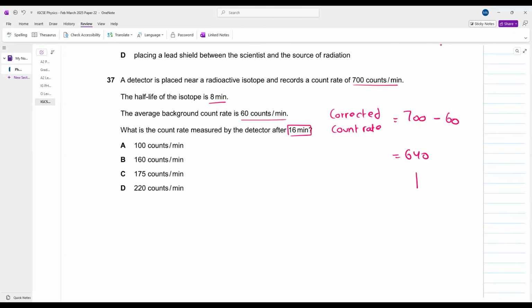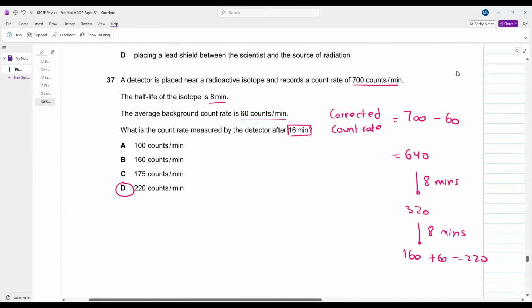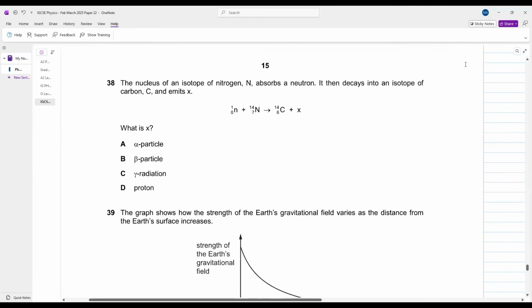Now after 8 minutes क्या हो जाएगा, ये count rate half हो जाएगा. After further 8 minutes count rate क्या हो जाएगा, 160. But now you have to add the background radiation as well. 160 plus 60, that is 220 counts per minute. These are answers. Let's move on to question 38.